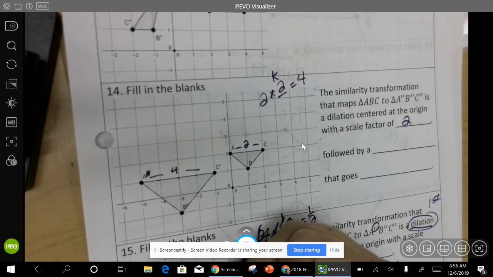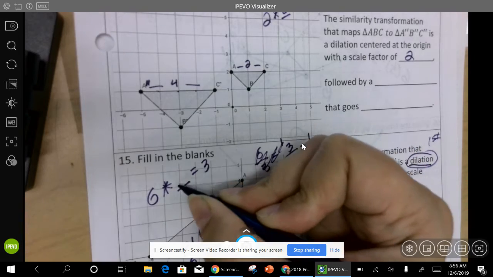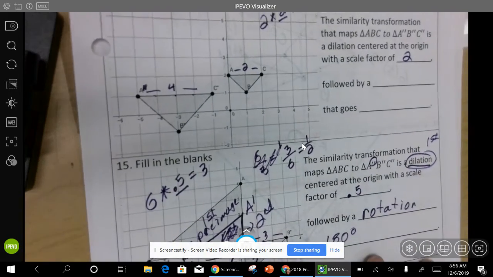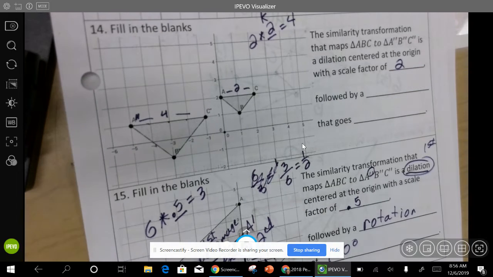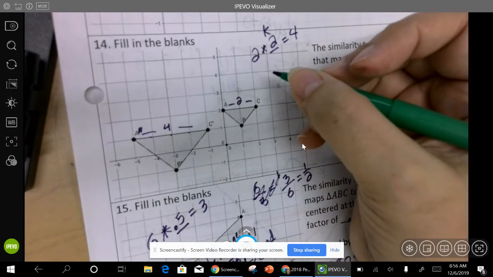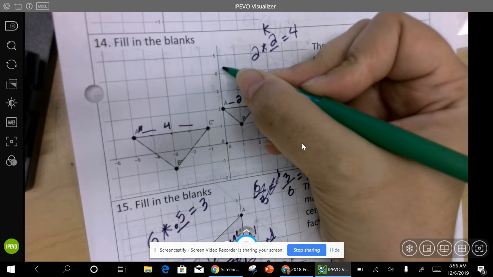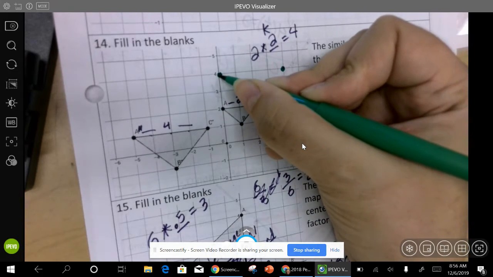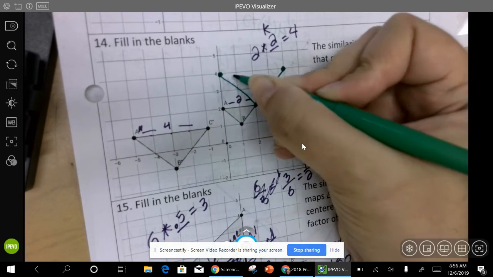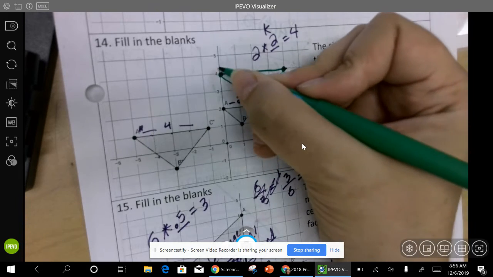Same with this one, everybody. 6 times what gives me 3, and that would be 0.5, okay, or 1/2. Okay, so we know we do a dilation scale factor of 3. Okay, so everybody, so go ahead and do that. So we're going to make it bigger. Okay, so I increase it. Okay, so I'm making it bigger.